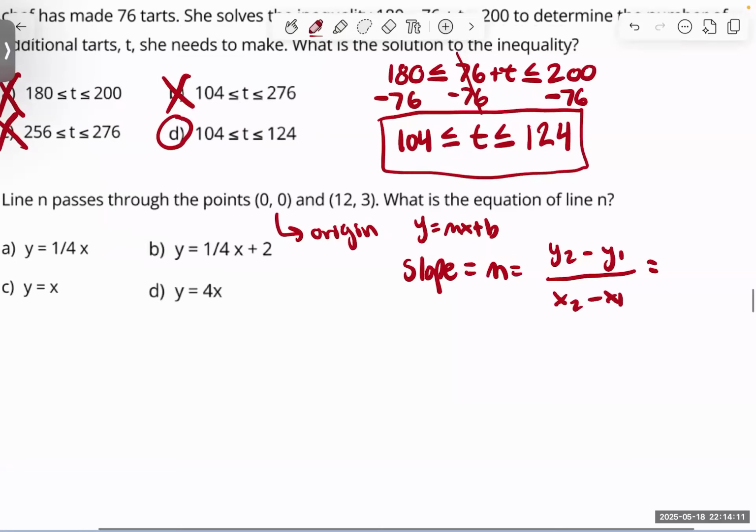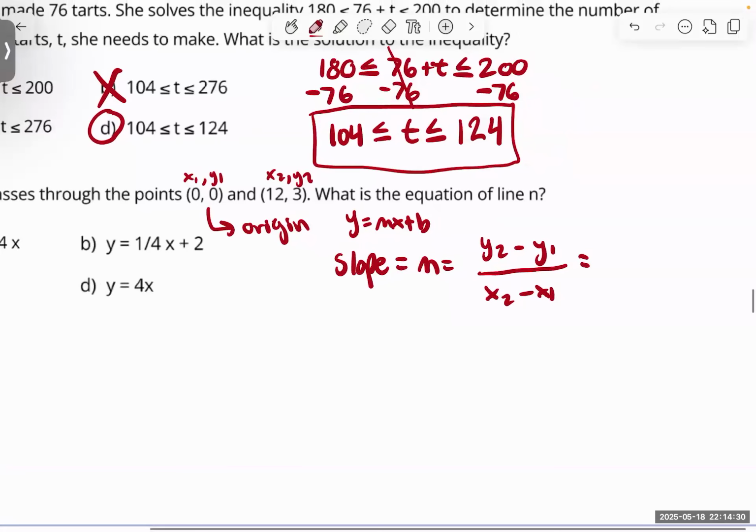Now, what the heck is that? Well, you just assign your variables to these. So I'm going to let this coordinate represent my x1 comma y1, because that's again how you read a coordinate, as x comma y. And I'll let 12 comma 3 be x2 comma y2. All you need to do is just plug these numbers in. So my y2 is 3 minus y1, 0.